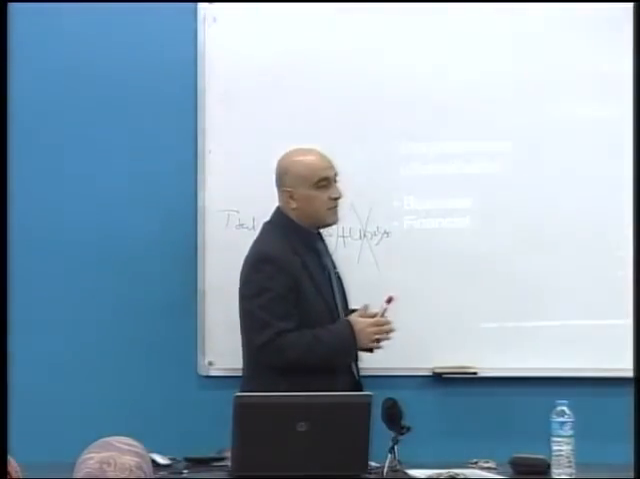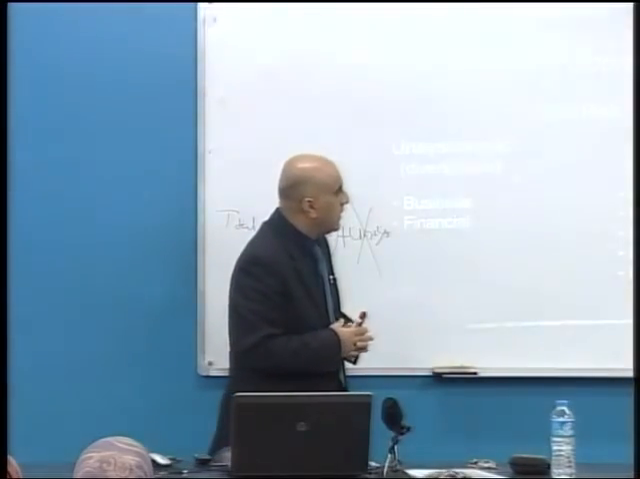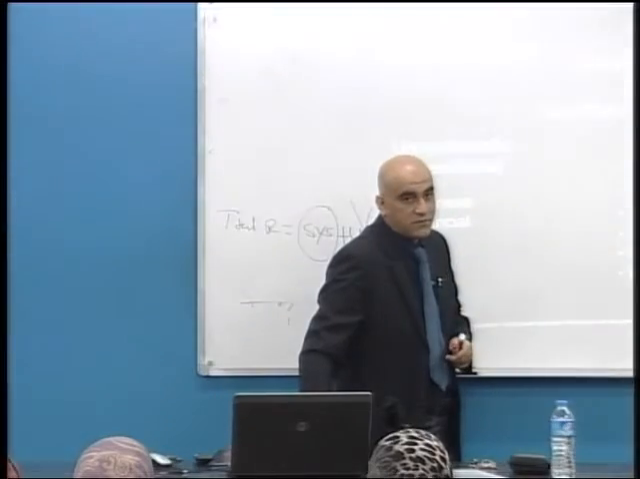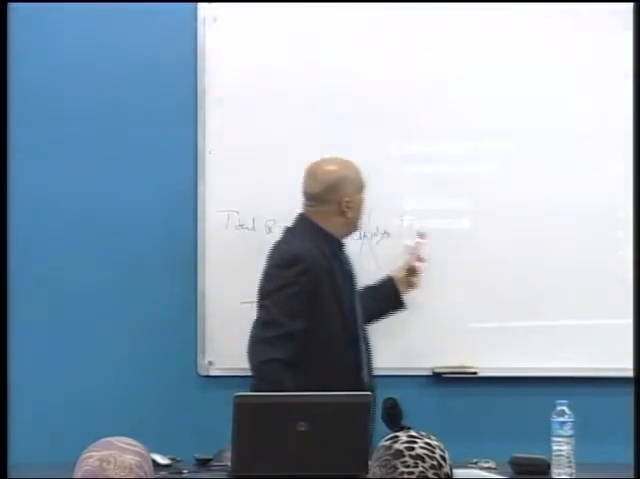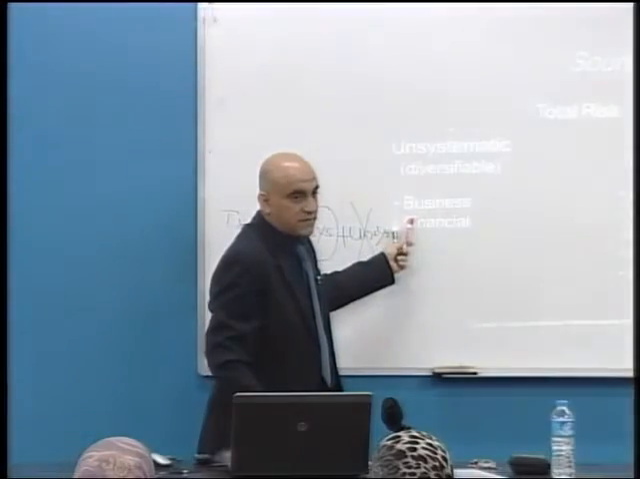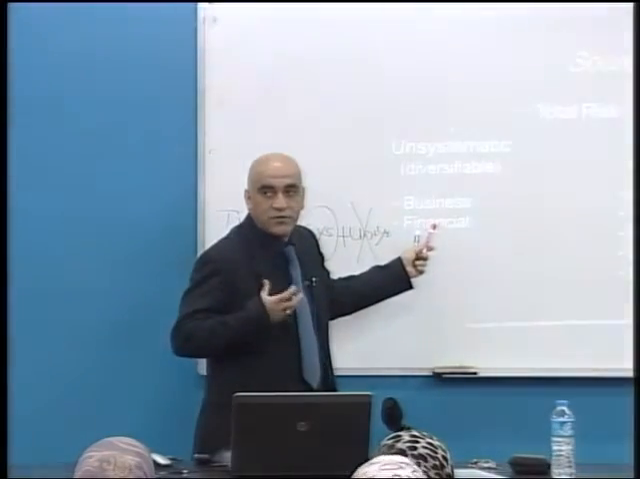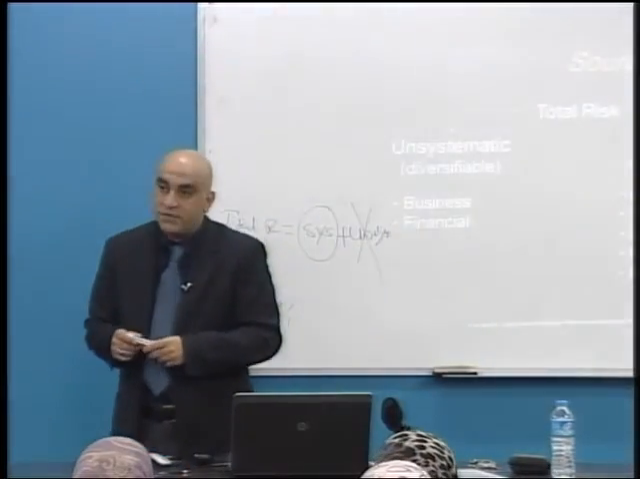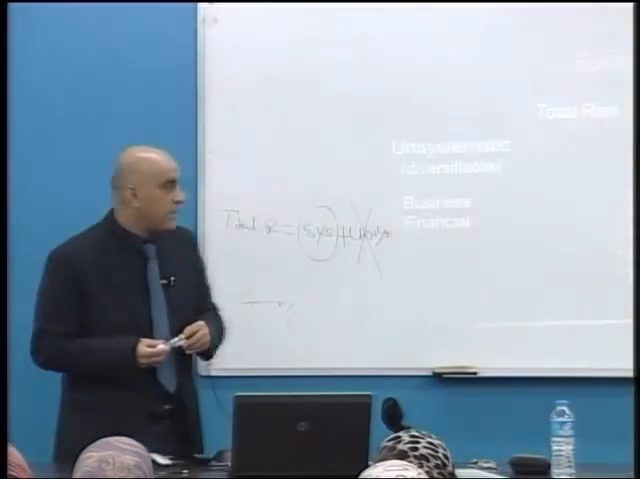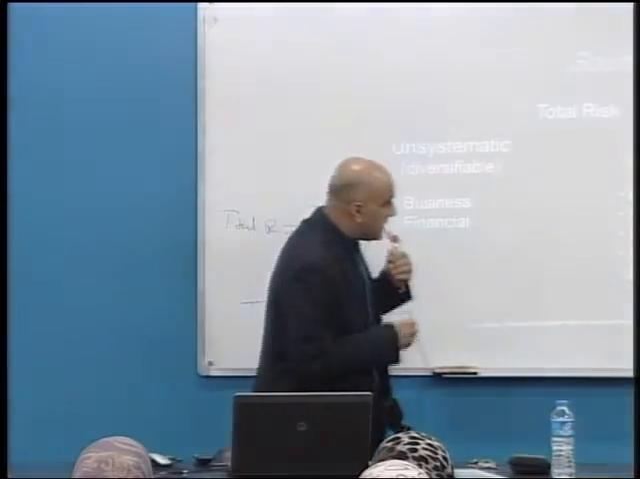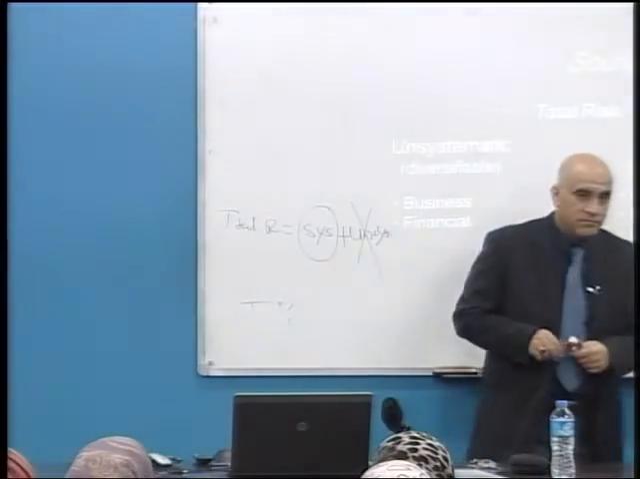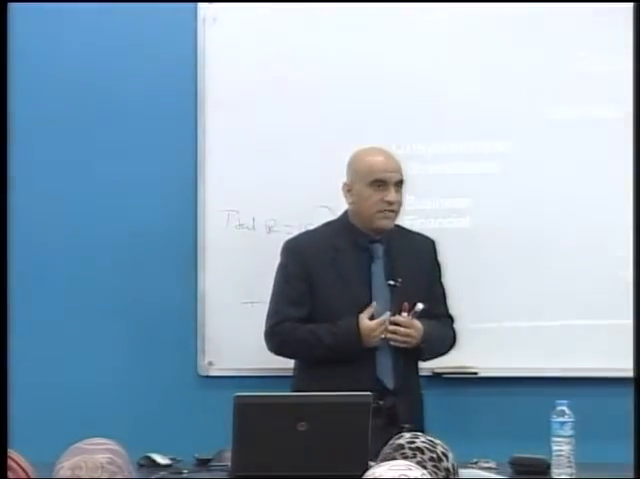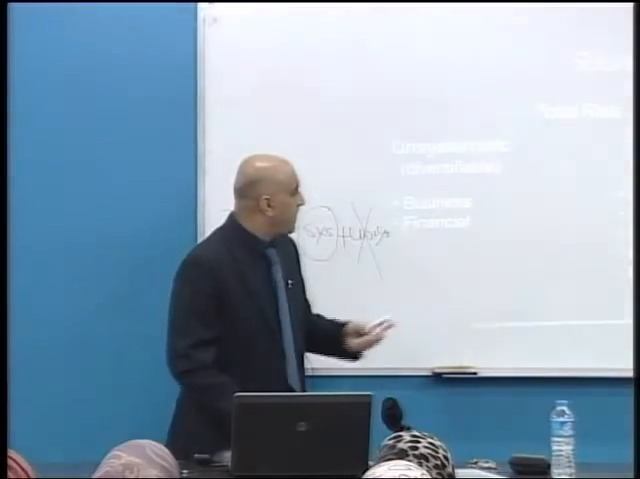Okay? So now, unsystematic risk is diversifiable. It means it's eliminated by diversification. But systematic risk, we cannot eliminate by diversification. So it is non-diversifiable. Now, unsystematic risk is business risk. It's related to the business, related to the company itself, and it's related to the financial position of the company. So this is the unsystematic risk. But the systematic risk is related to the markets, not related to the business. When I say business, business is the company.